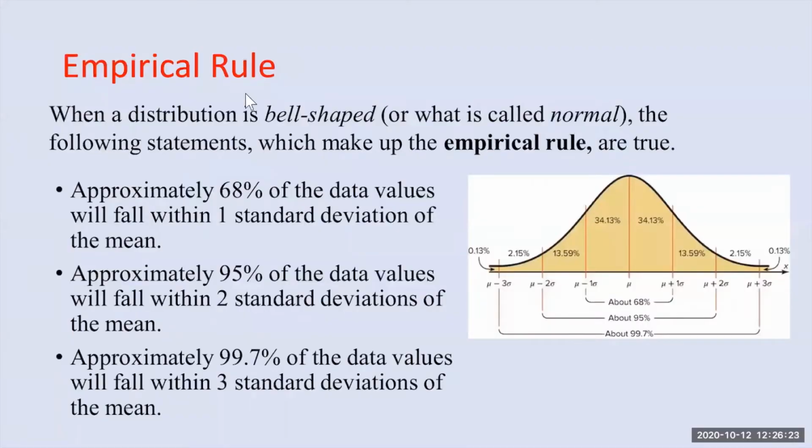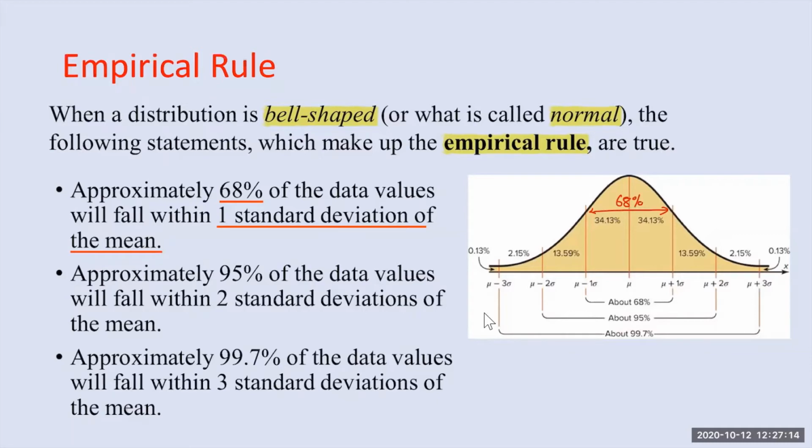Now let's quickly review the empirical rule. We studied the empirical rule in chapter 3. It is the same rule again. When your distribution is bell-shaped, or the normal distribution, we can use the empirical rule for that distribution. And if you remember, the empirical rule says approximately 68% of the data values fall within one standard deviation. So if the mean is here in the middle, and we go one standard deviation up and one standard deviation down, the amount of data that lies within one standard deviation is 68%.